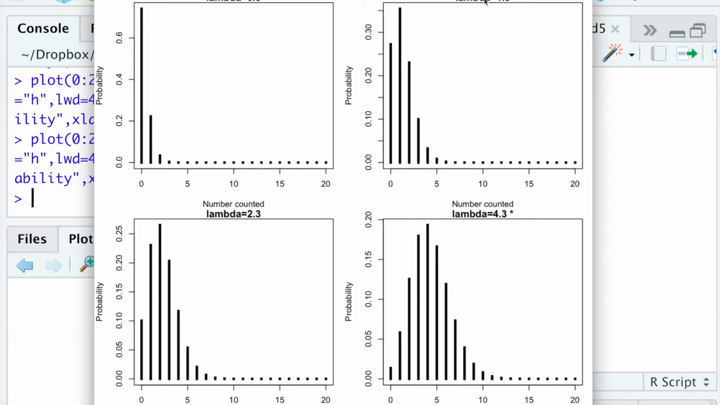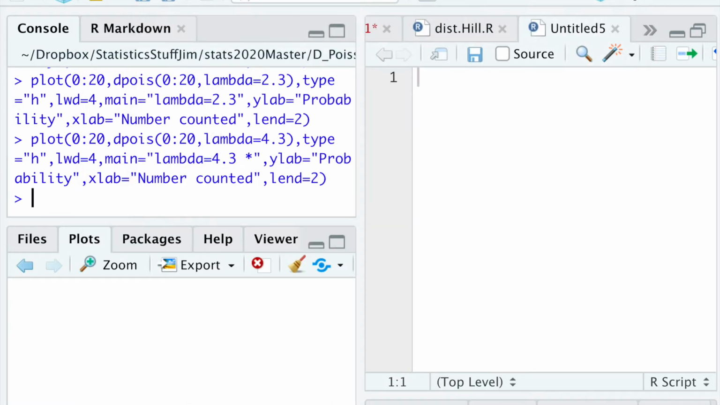But I just wanted to point out that as you increase lambda, which is the rate of something occurring, the shape changes. So here, if we have a lambda of 4.3, you can see that most of this probability mass is around 4. And likewise, if we go way over here, lambda at 0.3, most of that probability mass is around 0. Okay, so much like with the binomial distribution, the shape of the probability mass function for the Poisson will change as we change that parameter lambda.